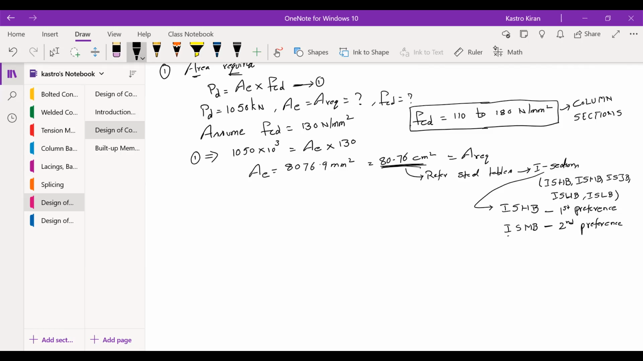So if there is an area which is having greater than 80.76 mm square in ISHB itself, then select ISHB. So let's look at the steel tables book and find out an ISHB section which has an area greater than or equal to 80.76 square centimeter or 8076 mm square. So let's look at the steel tables book now. So this is the steel tables book. Let's quickly check what are the various sections that we have.